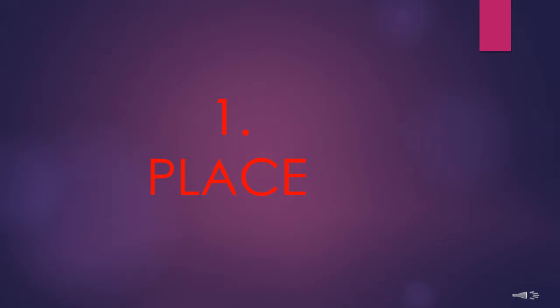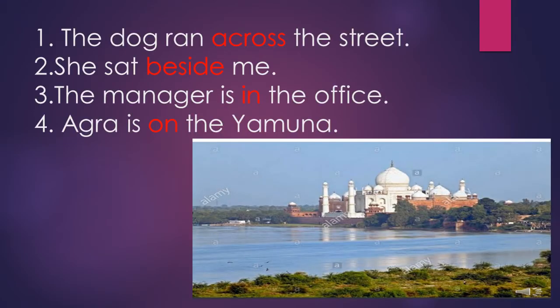Now, my dear students, let's begin the common relations expressed by prepositions one by one. So let's begin. The first relation expressed by preposition is the place. Let's read these sentences. Sentence number 1, the dog ran across the street. Sentence number 2, she sat beside me. 3, the manager is in the office. Sentence number 4, Agra is on the Yamuna.